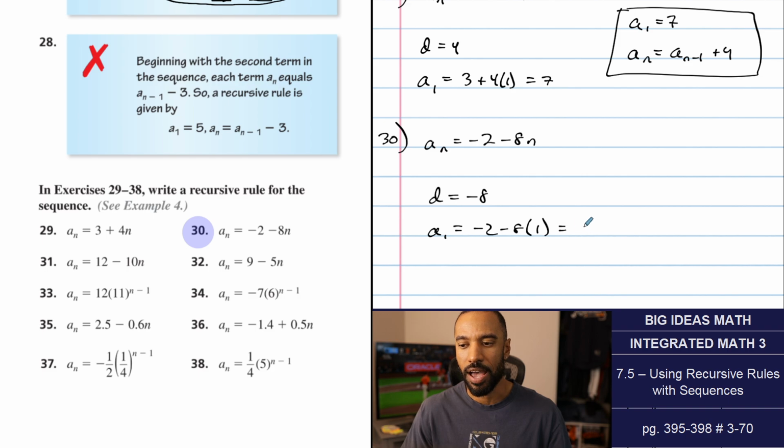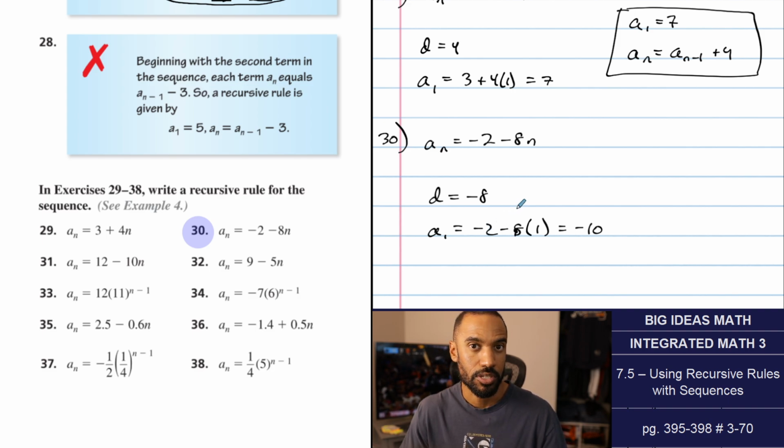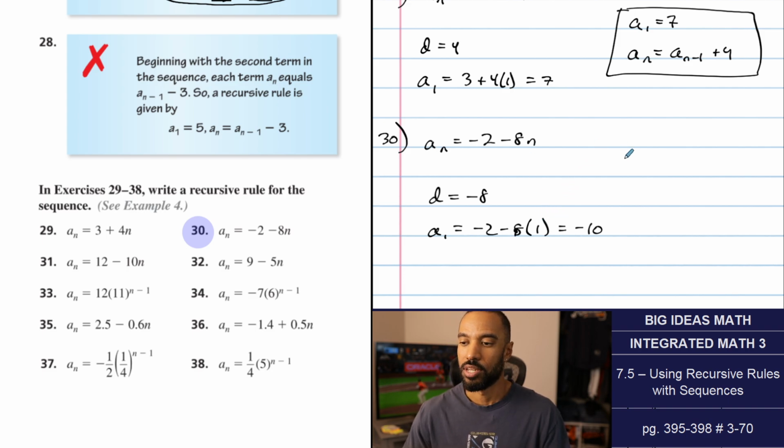Remember, you can always find your first term by substituting 1 in here, but this one doesn't spell out the first. -2 is not your first term. It's kind of your 0th term because of the way this is written. But here's the thing. We're just subtracting 8. 8 times 1 is 8, so that's -10. First term, -10, and for any successive term, you take the previous term minus 8.